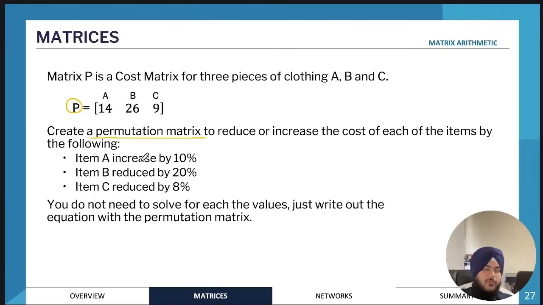So I sort of didn't tell you the whole truth about permutation matrices. Permutation matrices don't always contain zeros and ones. Most of the time it will, but sometimes it can contain other numbers as well. But the important thing to note is in each column and each row, there will only be one number. The rest are going to be zeros.